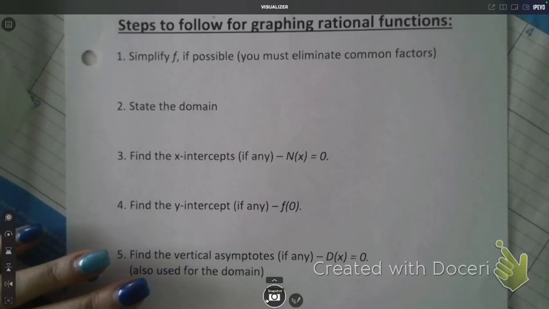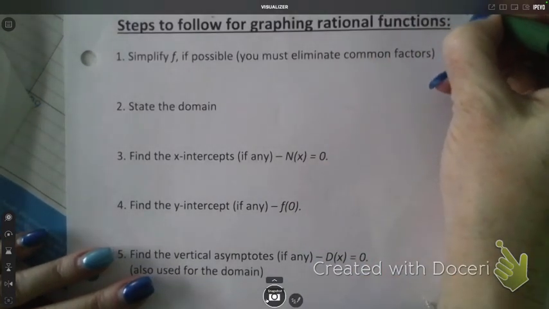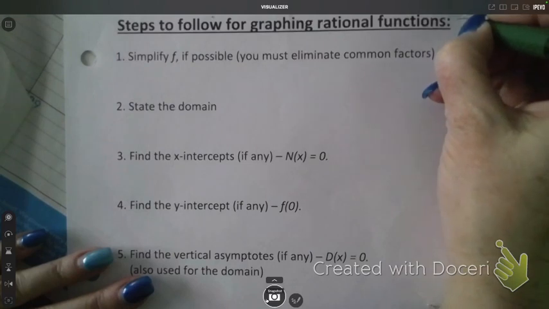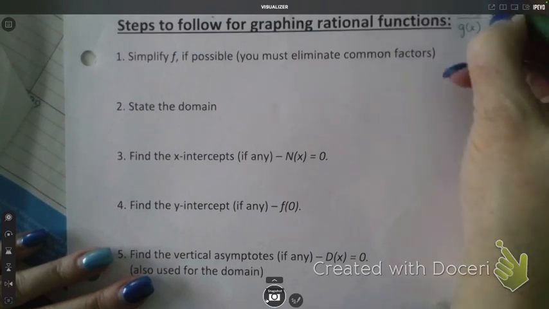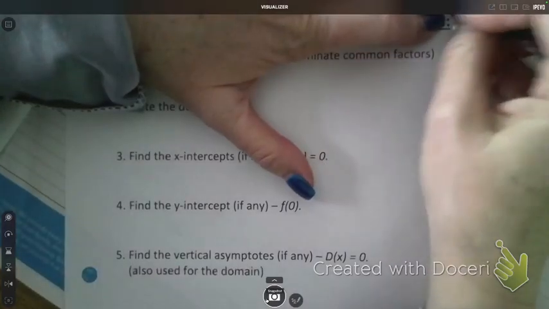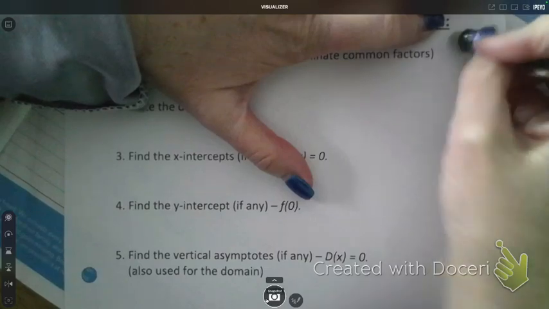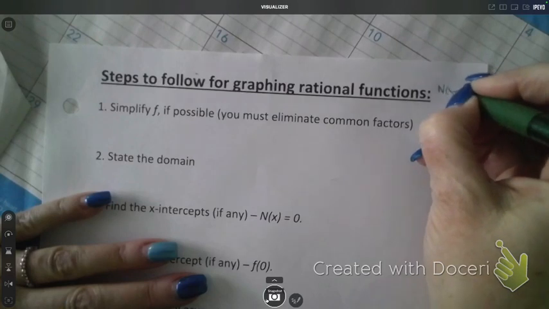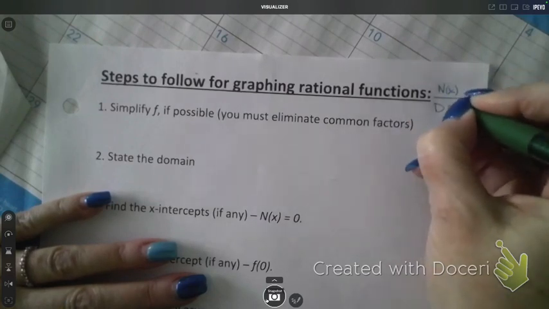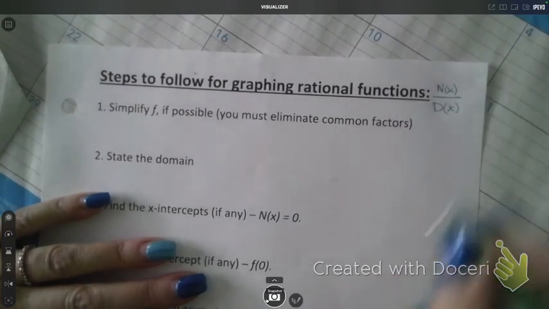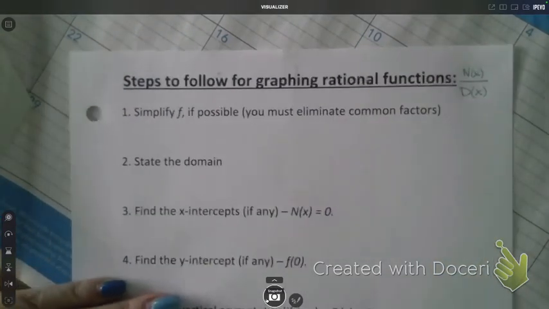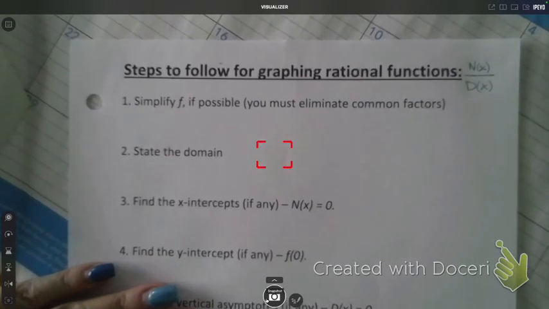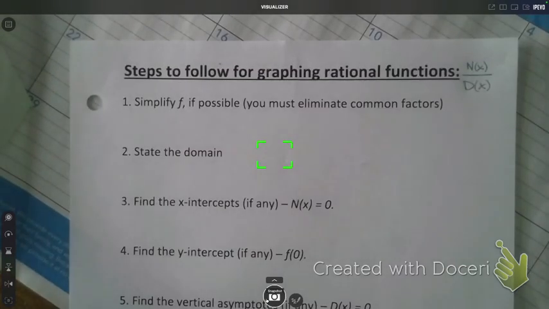Remember, a rational function was a function in the numerator and a function in the denominator. We are going to call this n of x. Actually, I'm going to write n of x. We have a function in the numerator and a function in the denominator. Why did I call it n and d? Numerator, denominator. So when I write n of x, I'm talking about the numerator. When I write d of x, I'm talking about the denominator.